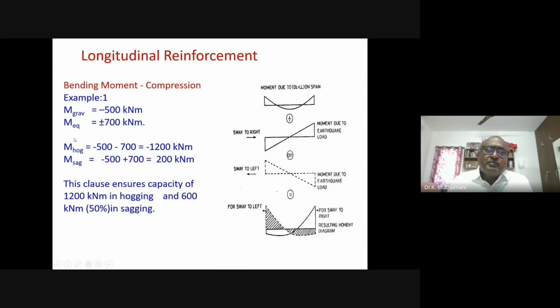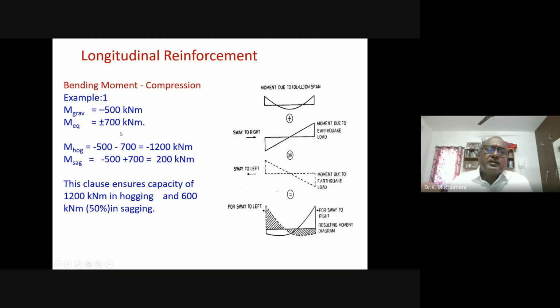When it comes to earthquake, for example, earthquake bending moment itself is, let me say, about 700 kilonewton meter. But interestingly, this 700 kilonewton meter bending moment coming only from earthquake load can create a situation where the building can sway to the right or to the left. Both can happen. So that is why we say 700 is a plus or minus, as the case may be. So the net effect is you should add all this, and then find out.